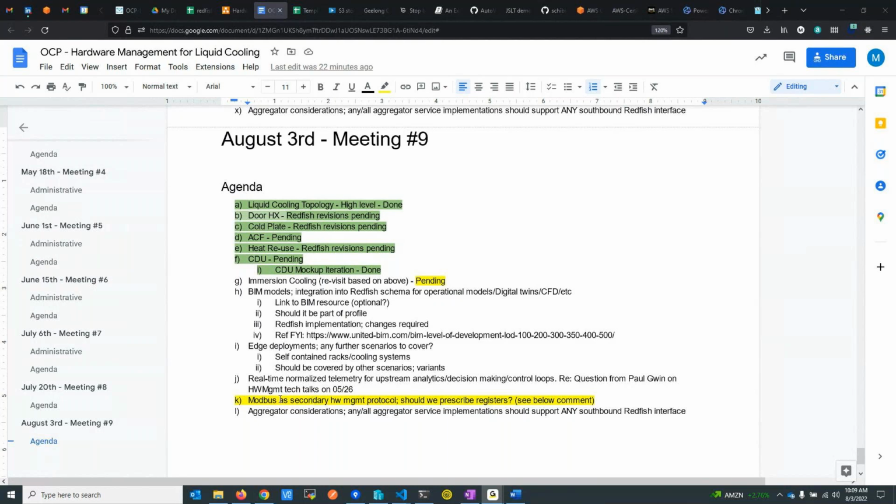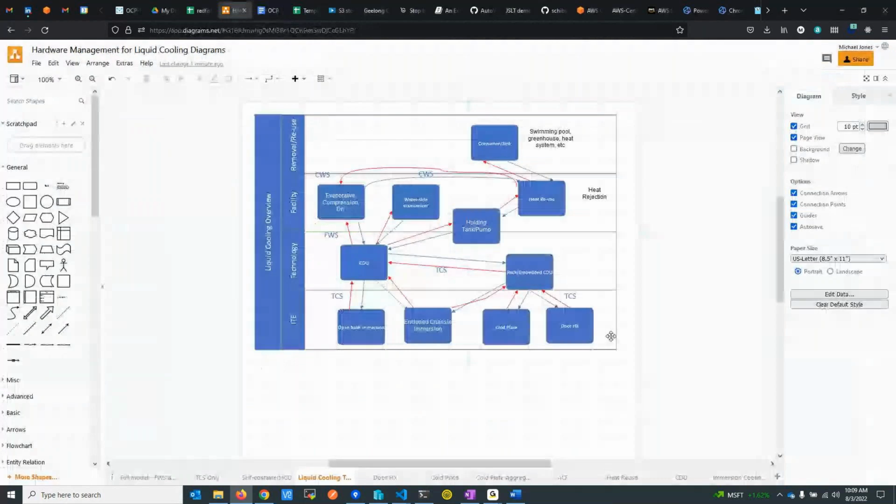And then, time permitting, there's another item that has been on the agenda for the last couple of meetings that we haven't got around to, which is talking about secondary hardware management protocols and how far we should go with those. All right, without further ado, let me jump back into the diagram.